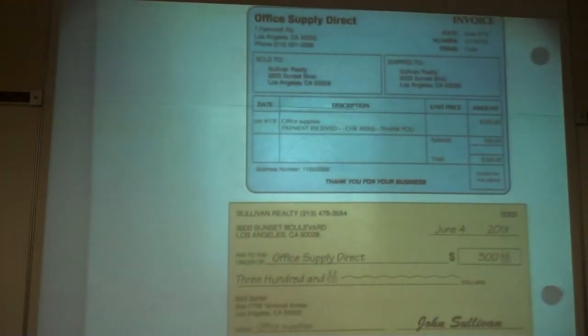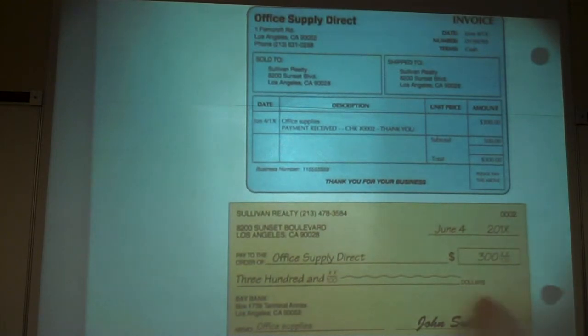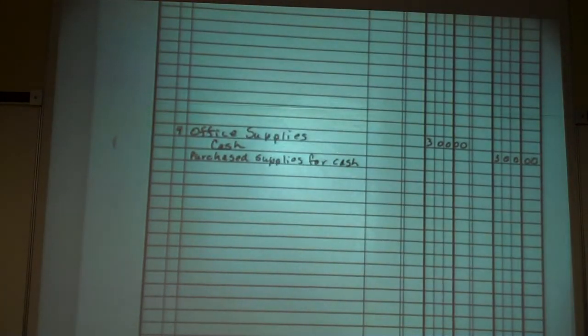Also for that transaction, we have the second source document, which was the check. We don't have to make another transaction for that. This was just two source documents for that transaction. And that takes you through the 5th.